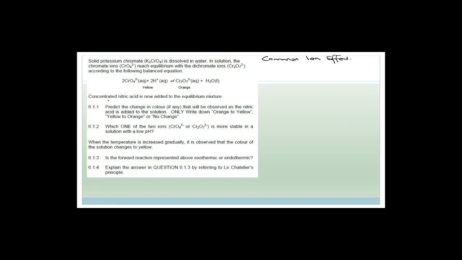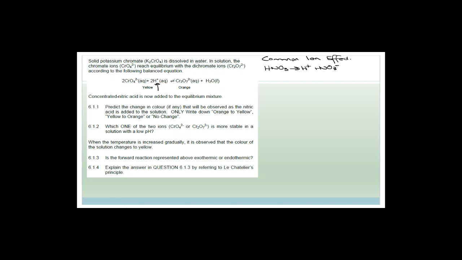Okay, so now they say concentrated nitric acid is added to the equilibrium mixture. So let's read that again. We've got chromate plus hydrogen ions gives you dichromate plus water. Okay, and now they add concentrated nitric acid. But nitric acid is a very strong acid and dissociates completely into H plus and NO3 minus ions. So what are we effectively doing? Do you agree that by adding concentrated nitric acid, we actually increase the concentration of hydrogen ions?